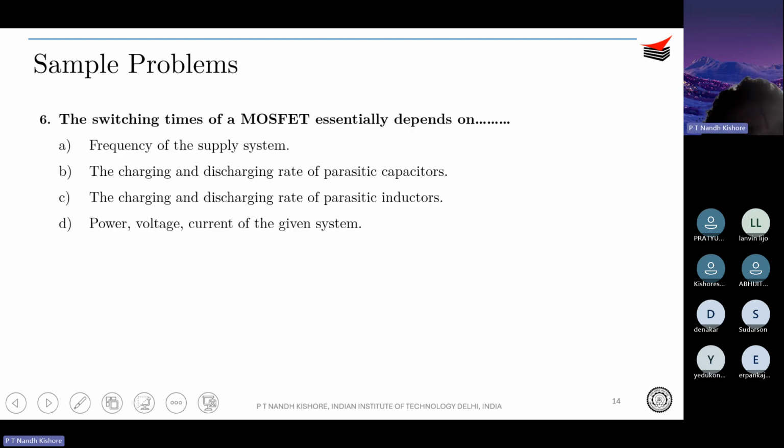Okay, so the switching times of a MOSFET essentially depend on what? Frequency, the charging and discharging rate of parasitic capacitors, the charging and discharging rate of parasitic inductors, power, voltage, current of the given system, or what?